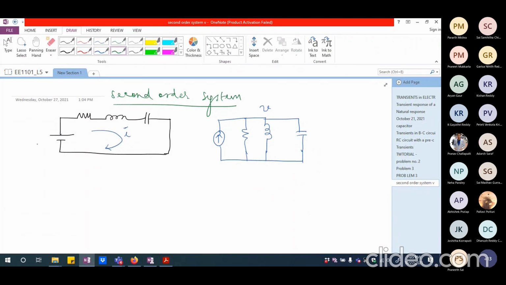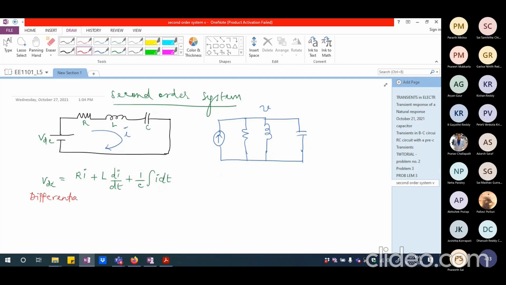If I call this VDC, I can write VDC equal to R times I plus L times di by dt plus 1 by C integral I dt. This is the equation that describes Kirchhoff's voltage equation, the mesh equation, which describes this circuit having R, L and C as its elements connected in series.